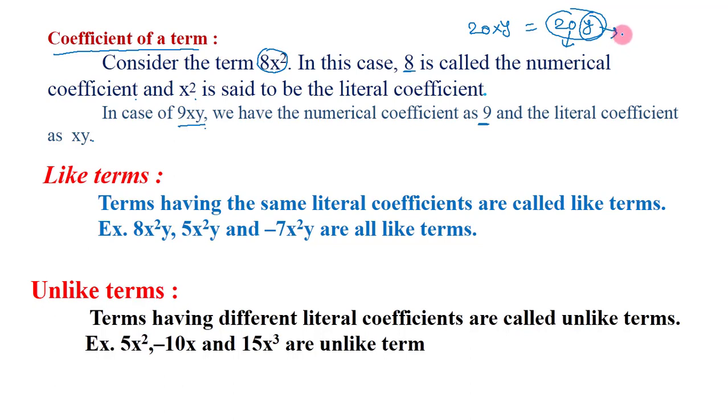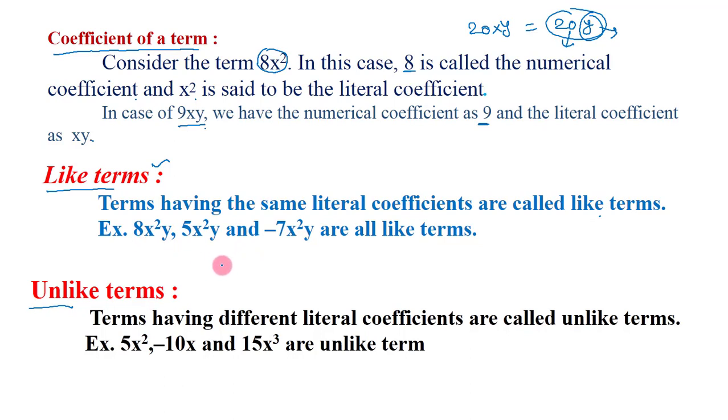Now another important concept, like terms. Most students who do not understand like terms and unlike terms suffer when adding algebraic expressions. To know which terms can be added and which cannot, you should understand these two: like terms and unlike terms. Let us see like terms. Terms having the same literal coefficients are called like terms.